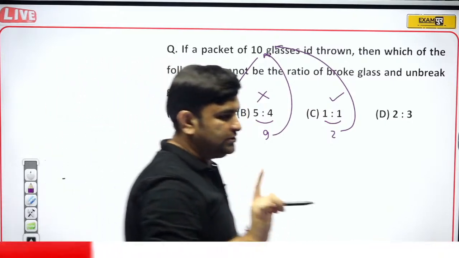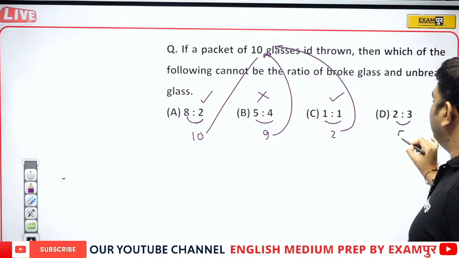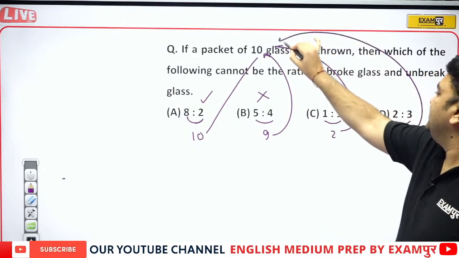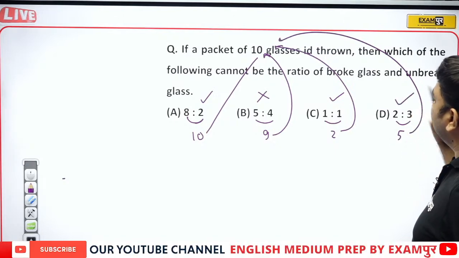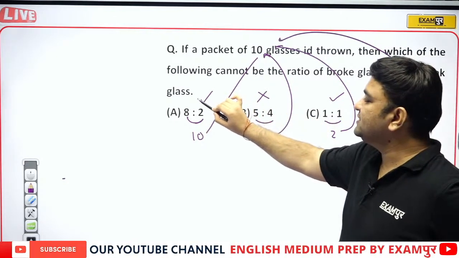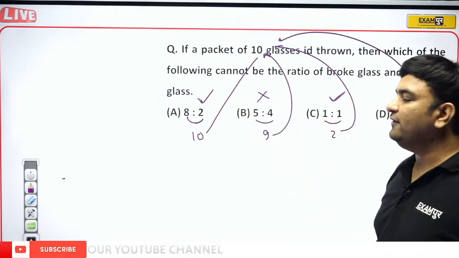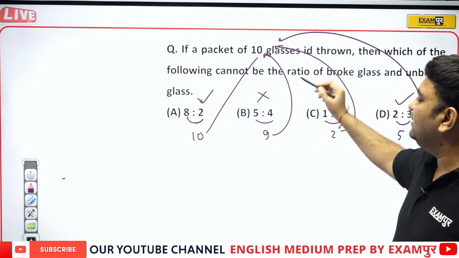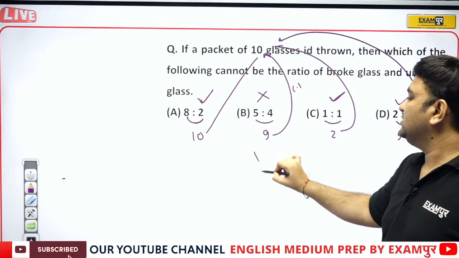Integral values. If this is 5, 5 is equal to 10, so 1 is equal to 2, integral. This will give you integral values. This will not give you integral values: 9 is equal to 10, so 1 is equal to 1.1, 5 is equal to 5.5. So this is your answer.